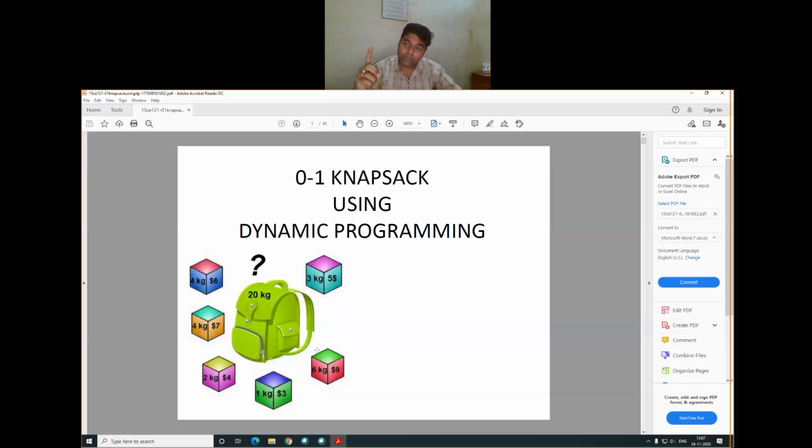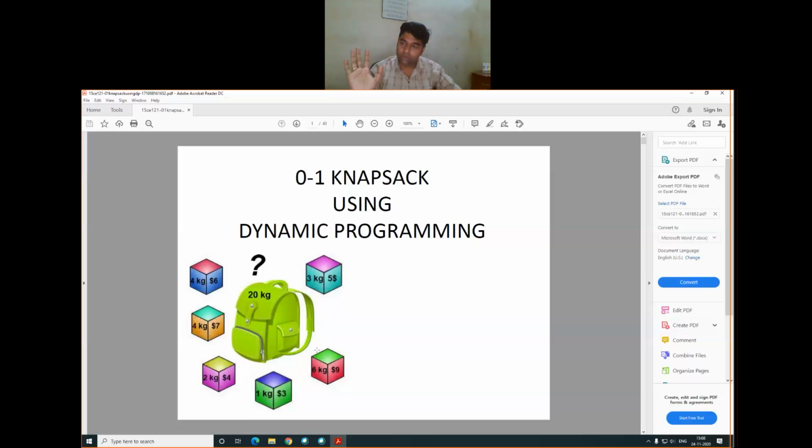Earlier we discussed the knapsack problem by solving it with the greedy approach. Earlier we solved the fractional knapsack problem, and here we are solving the 0/1 knapsack problem using dynamic programming. From here you can easily understand that the 0/1 knapsack problem cannot be solved by the greedy approach. It can only be solved by using dynamic programming.